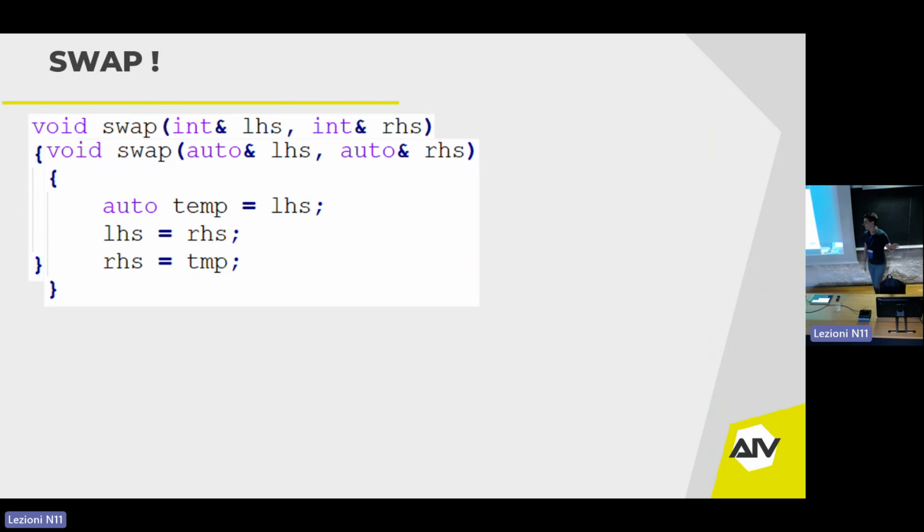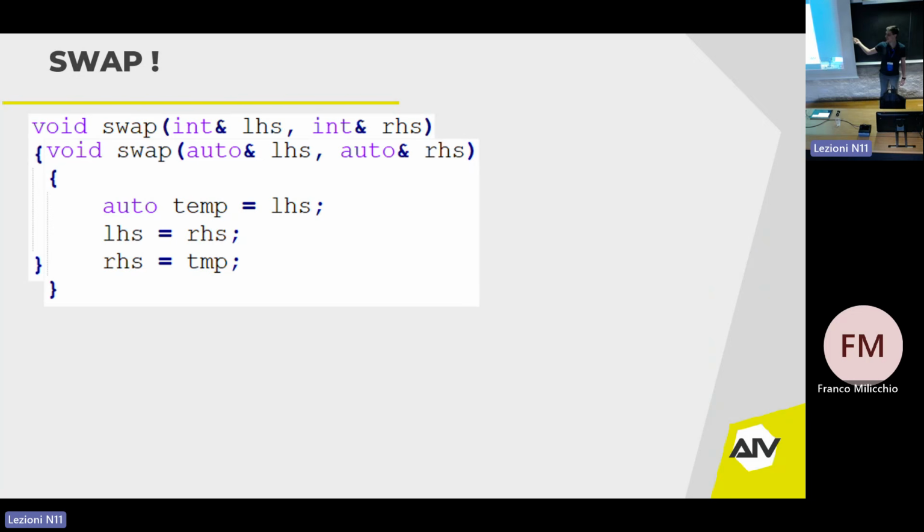If you've been in the talk that was before in this room, you already know what auto does here. This is a template. In C++20, this is a compact template, but if you're not used to it, just imagine template typename T, void swap, T&, T&, okay? So this is a generic implementation to swap. Are we fine with this generic implementation of swap?